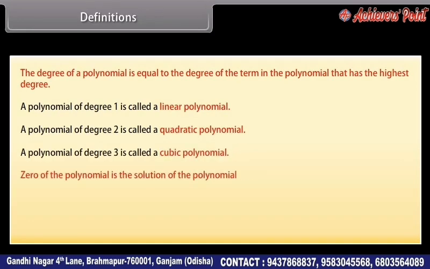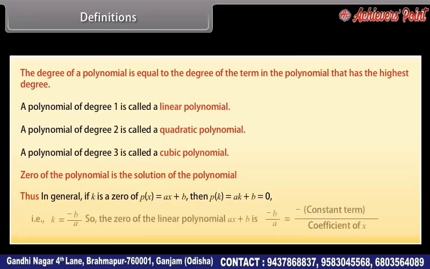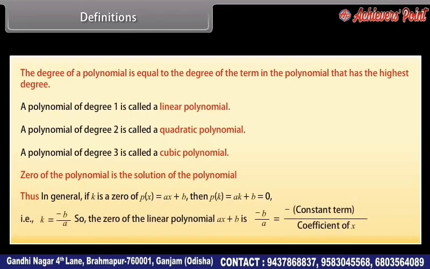A zero of the polynomial is the solution of the polynomial. Thus, in general, if k is a zero of p(x) = ax + b, then p(k) = ak + b = 0. That is, k = -b/a. So the zero of the linear polynomial ax + b is -b/a, which equals minus constant term upon coefficient of x.